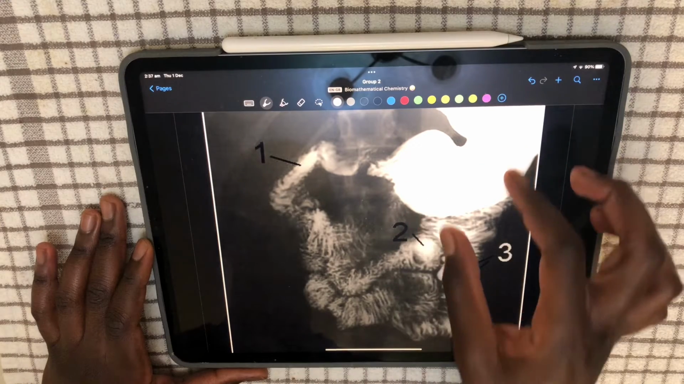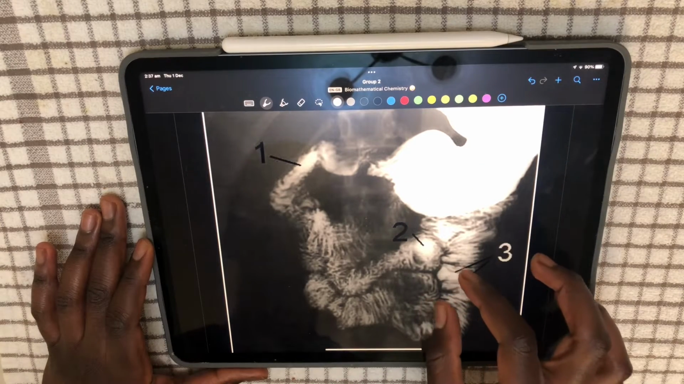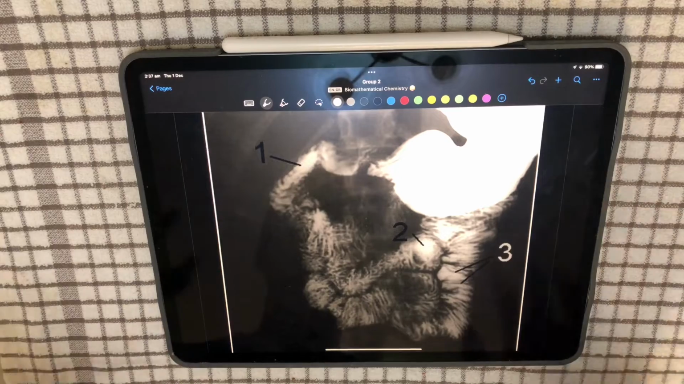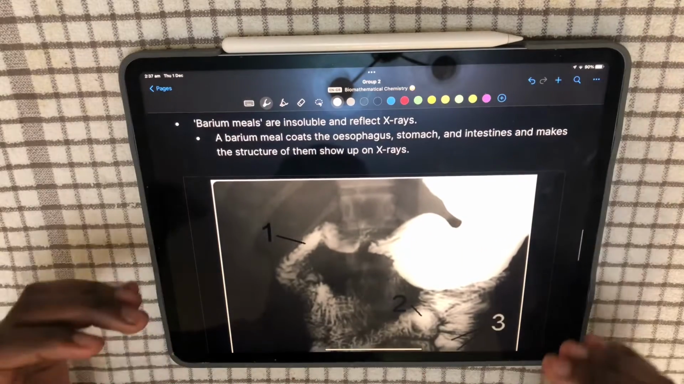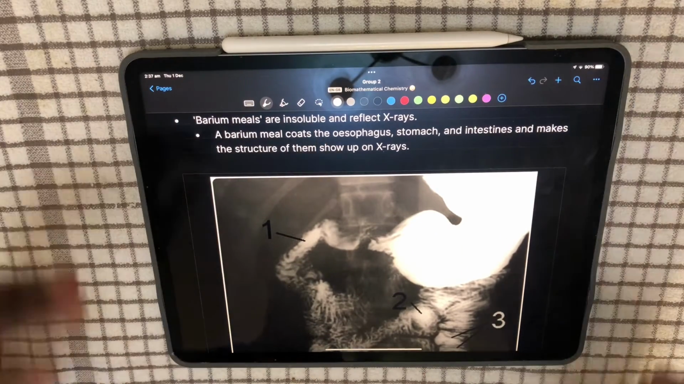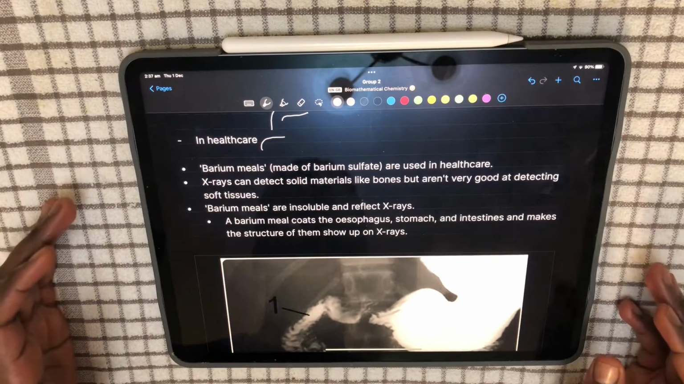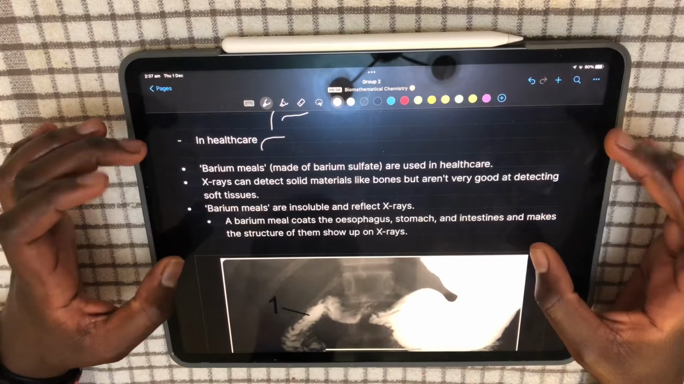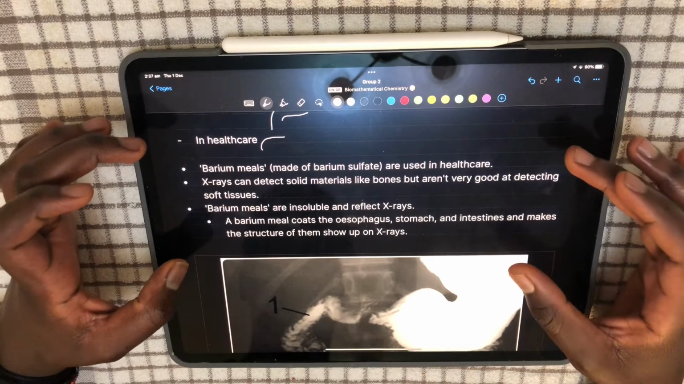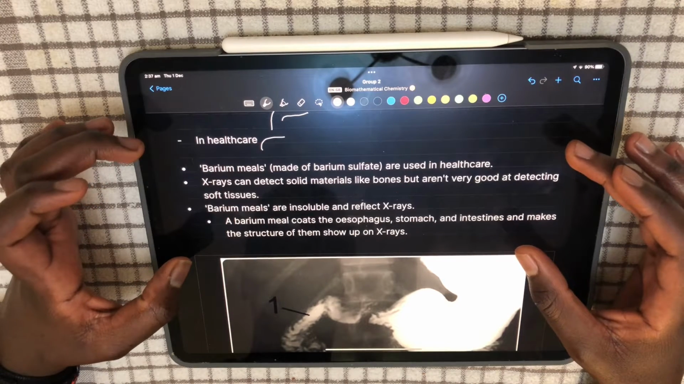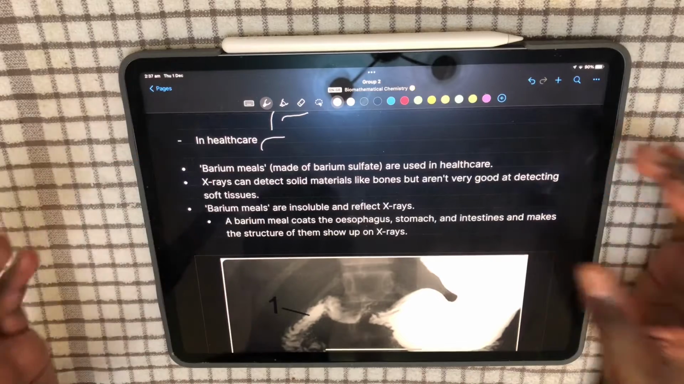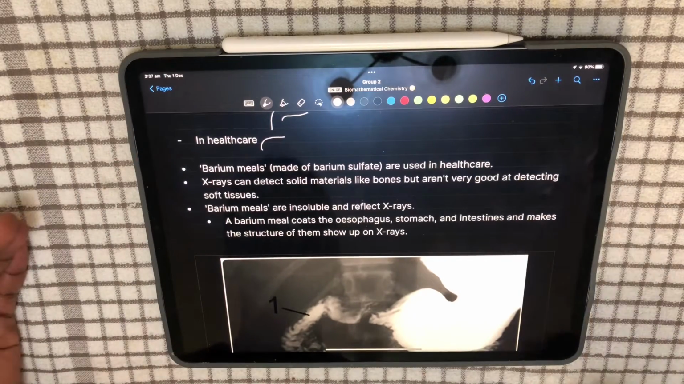Look how white this is, and look how not very white this is, right? So that's why they're useful. Obviously you don't need to know all of that in depth, but the idea is for you to understand why barium meals are useful in the industry. And this is all you need to know for your exam: they're used in healthcare for barium meals.